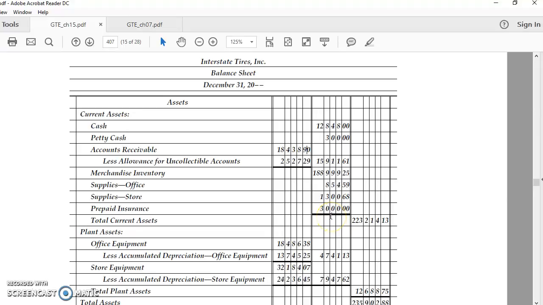And what we're going to be doing is actually totaling our total current assets. And that means all of these numbers in this second column are going to be added up. Put your mathematical line, and the total goes here. So these columns are actually organized very similar to an income statement column, because this is itemized, totalized, finalized, with $223,214.13.